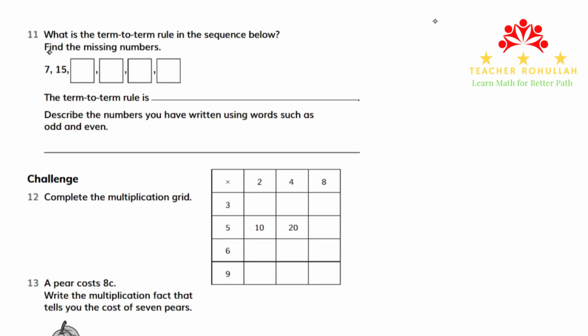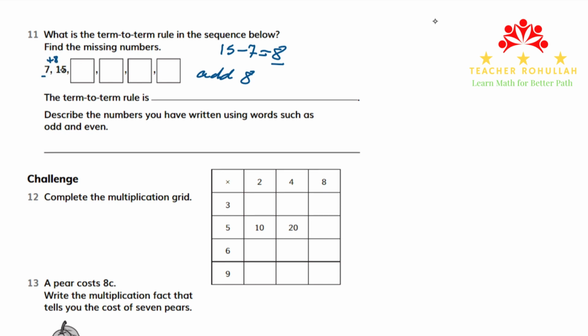In question number 11, it says, what is the term-to-term rule in the sequence below? Find the missing numbers. So in this sequence, the starting number is 7 and the next number is 15. To find the term-to-term rule, we can simply subtract the starting number from the next number. So 15 minus 7 is equal to 8. This means to get the next number, we add 8.